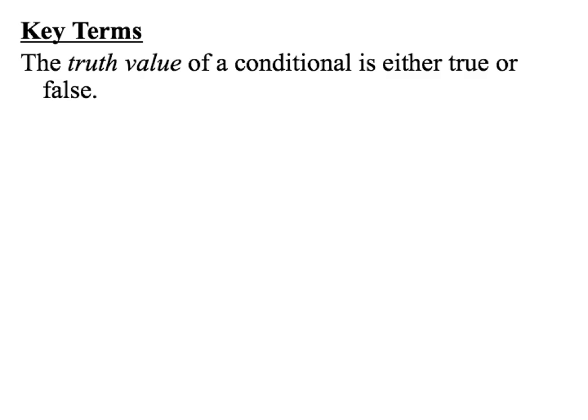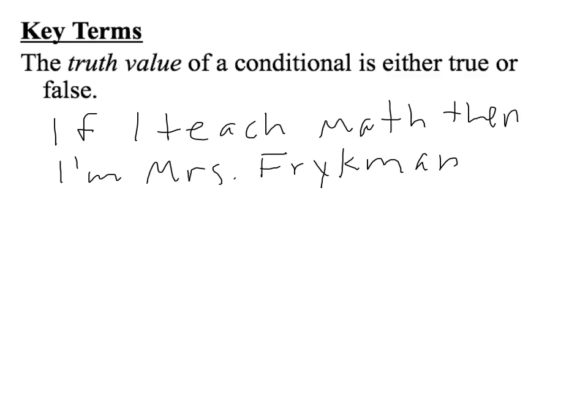Truth value is basically saying if a conditional statement or any statement is either true or false. So I could say the opposite of my original statement was, if I'm Mrs. Frickman, then I teach math. That's true. So that would say truth value of truth. Here I wrote, if I teach math, then I'm Mrs. Frickman. Well, there are other math teachers, so this would be big F for false. So the truth value here would be false.